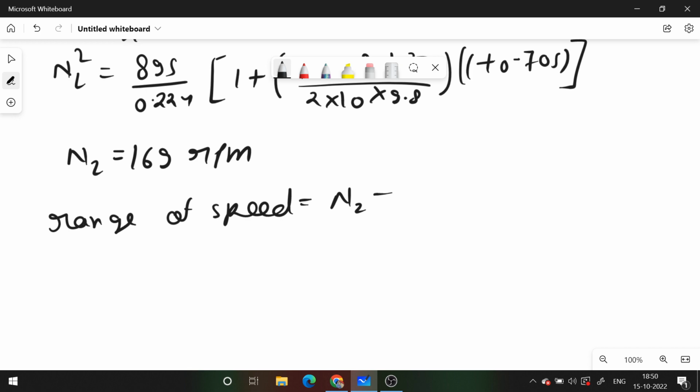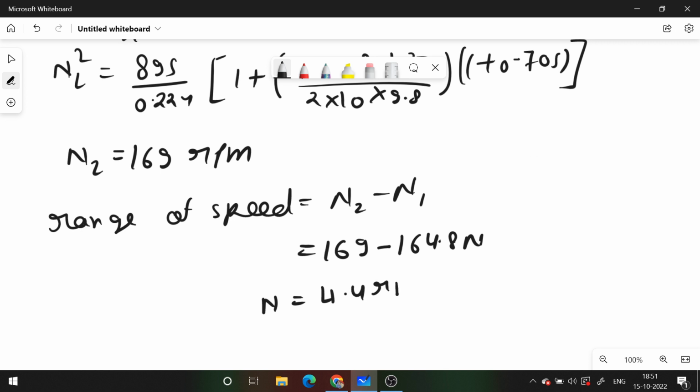Now the range of speed will be equal to the maximum speed minus minimum speed. The maximum speed is 169 and minimum speed is 164.8. In that case the range of speed for the governor having a frictional force of 20 Newton will be equal to 4.2 rotation per minute.